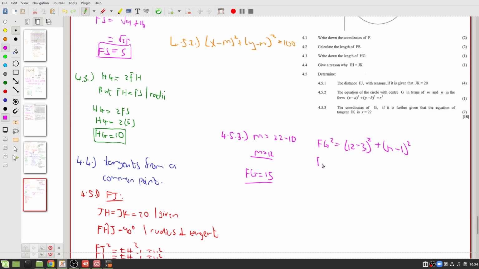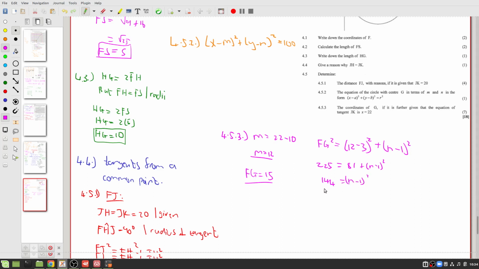Okay, so FG squared, and we know FG is 15. We found that there. So we have 15 squared, which we know is 225, equals 12 minus 3, which is 9, and 9 squared is 81, plus n minus 1 squared. In this case, you could multiply out the brackets, but I'm just going to use this whole one. So 225 minus 81 will give us 144. Is that right? 144, I believe. And that equals n minus 1 squared.